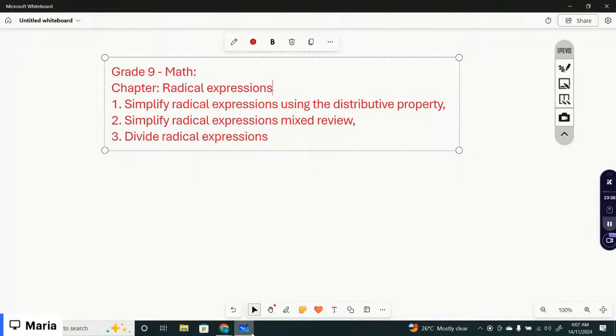We are here for grade 9 math. So, you can find all the lessons on aplusstudents.com.